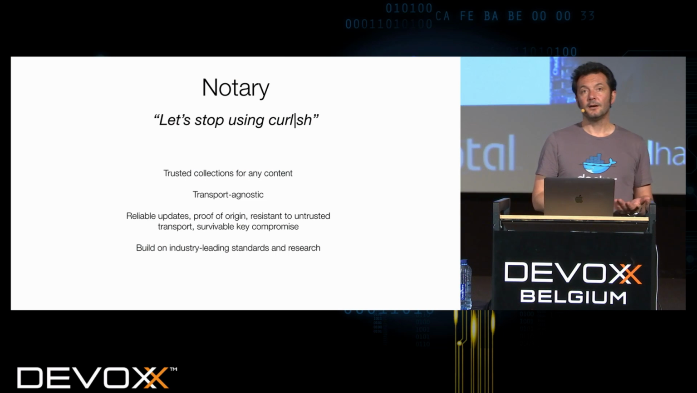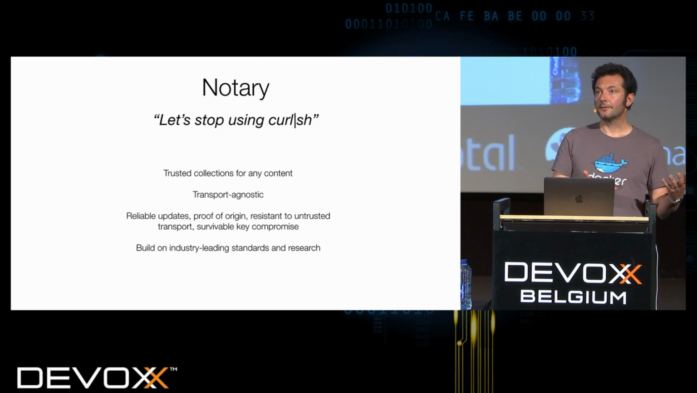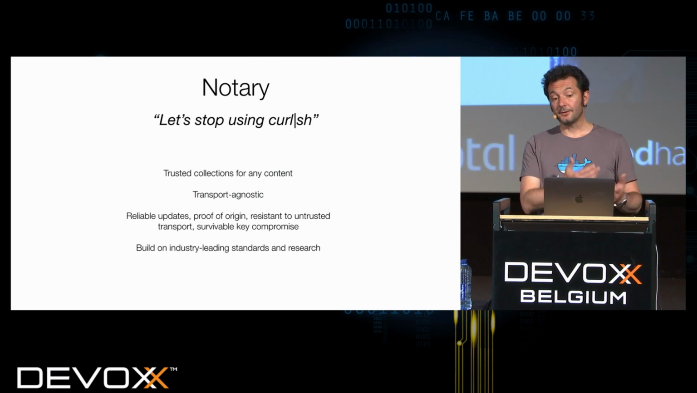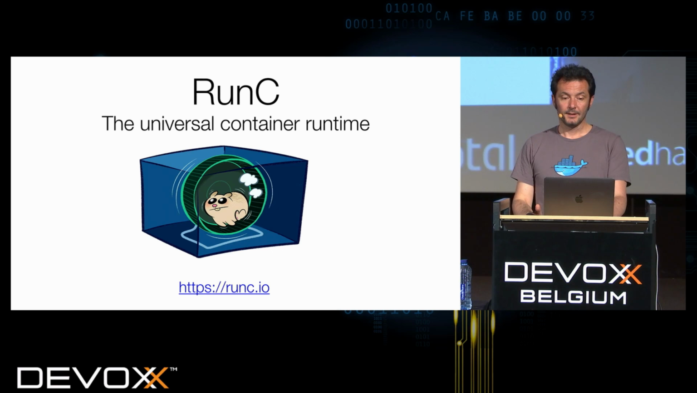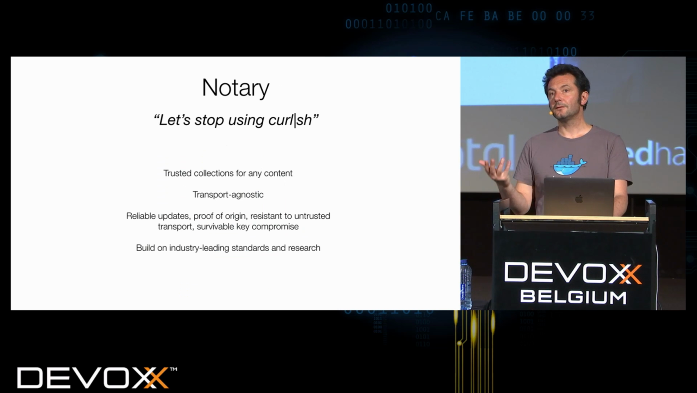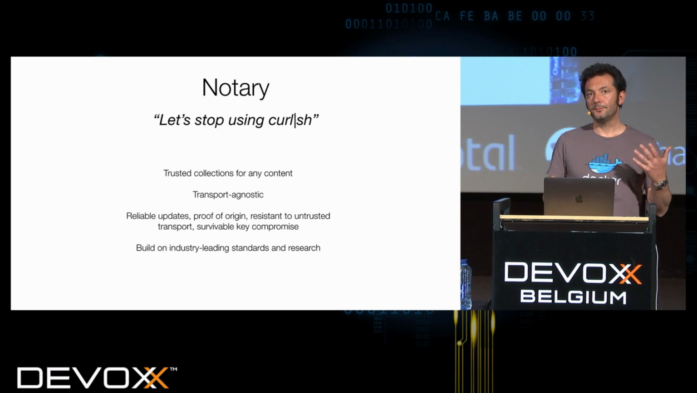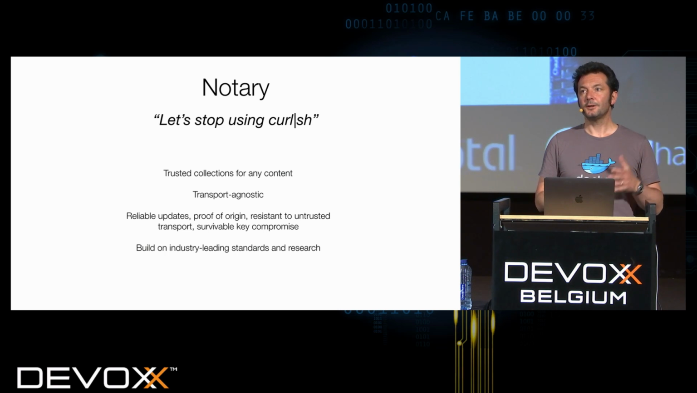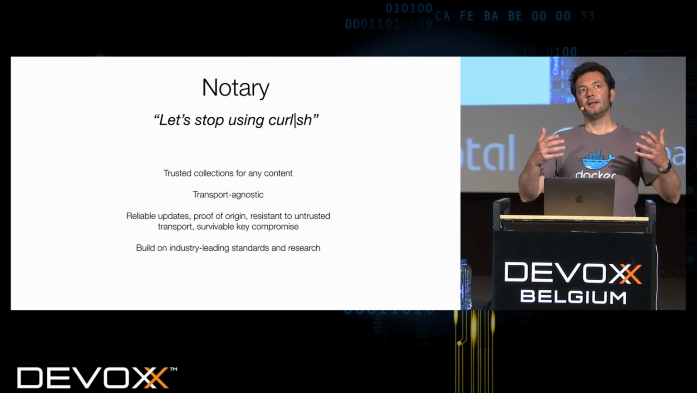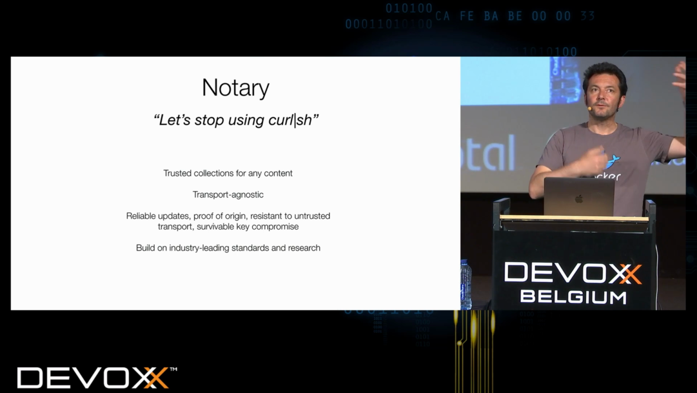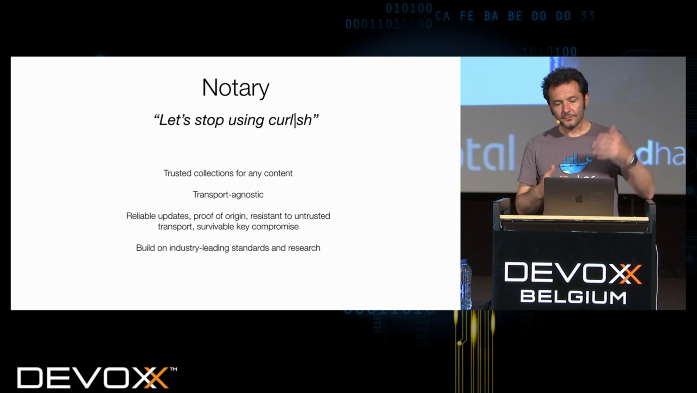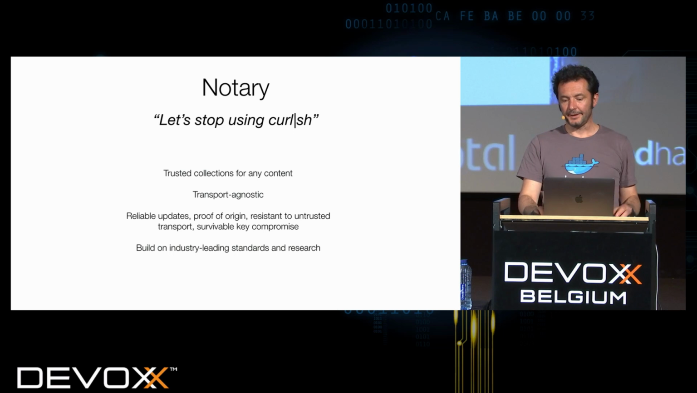So Notary is a separate piece of software that you can use by yourself outside of Docker to check that what you want to run is exactly what you were expecting, especially when you're getting it over the network. And Notary is built on a framework called TUF, The Update Framework, that is pretty strong in terms of giving you the ability to revoke keys for people who are signing.